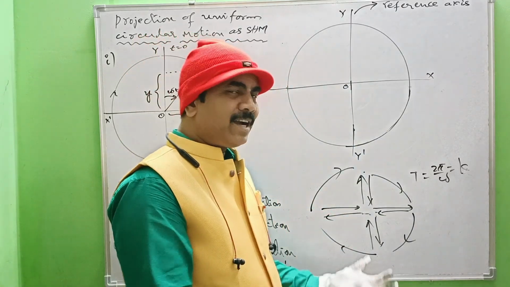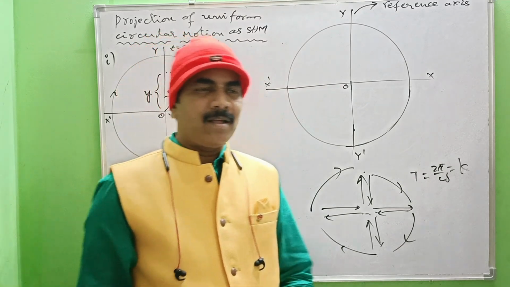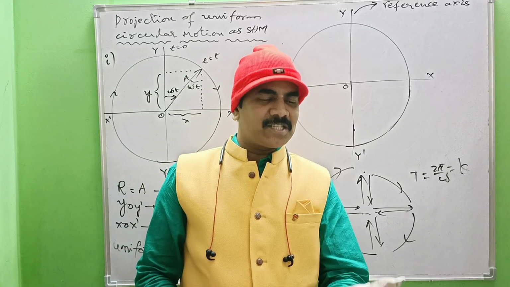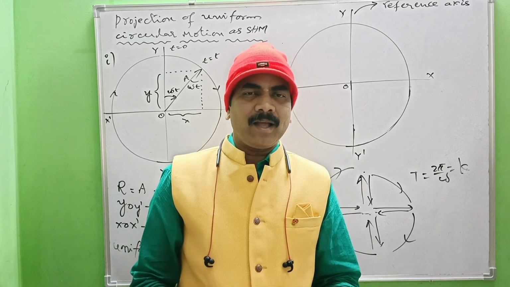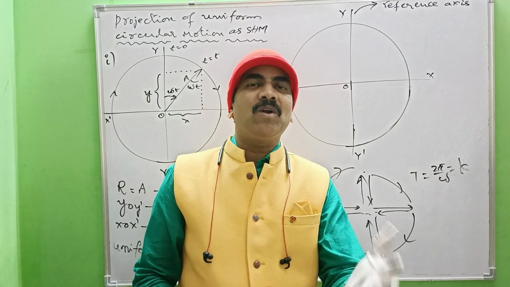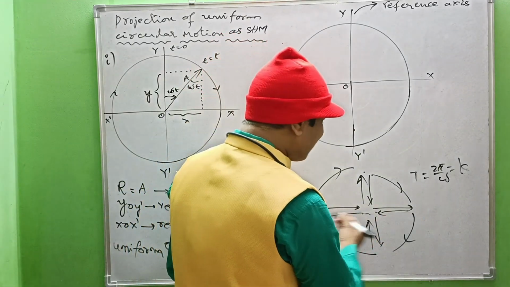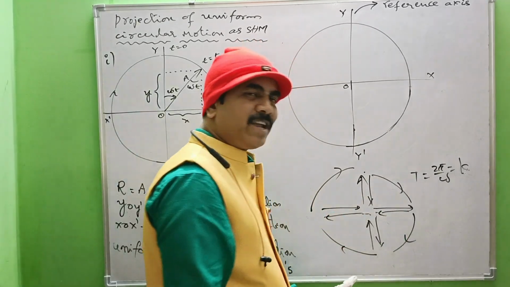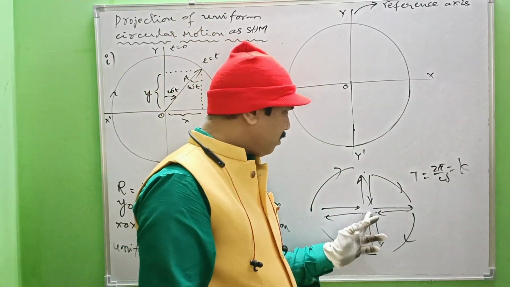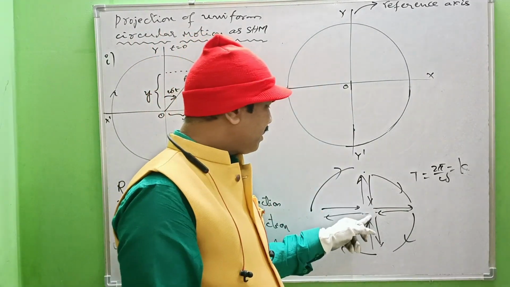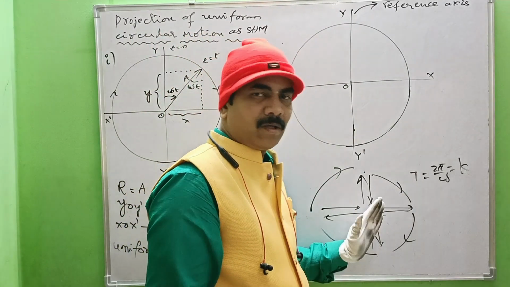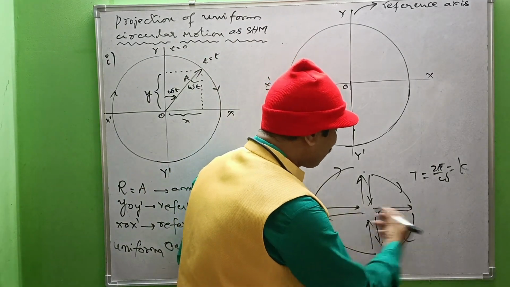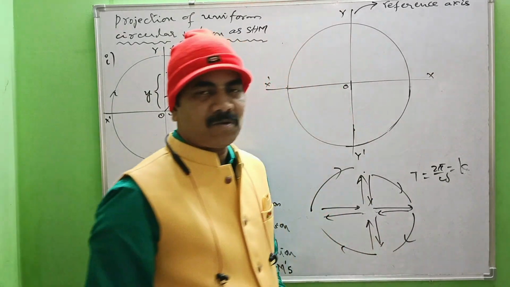So one condition is fulfilled. What is that condition? For any motion to become simple harmonic, the first condition is that the motion must be periodic, and the second condition is that it must be to and fro. See here, both x projections and y projections make oscillations about the center. What is the nature? To and fro, or back and forth. The x projection makes to and fro motion, and the y projection also makes to and fro motion.